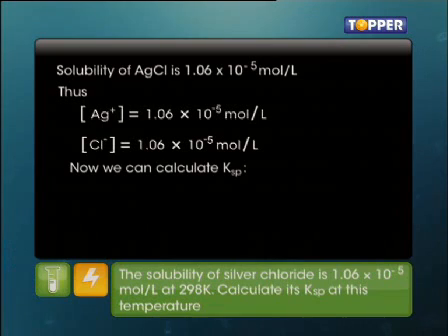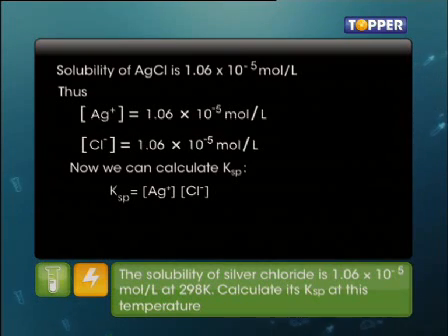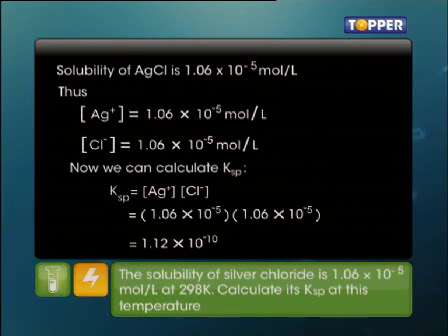Now we can calculate the solubility product of silver chloride. The solubility product is equal to the product of the concentration of silver ion and chloride ion. So, let's substitute the values and calculate the answer. Yes, the solubility product of silver chloride at 298 Kelvin is 1.12 times 10 to the power minus 10.